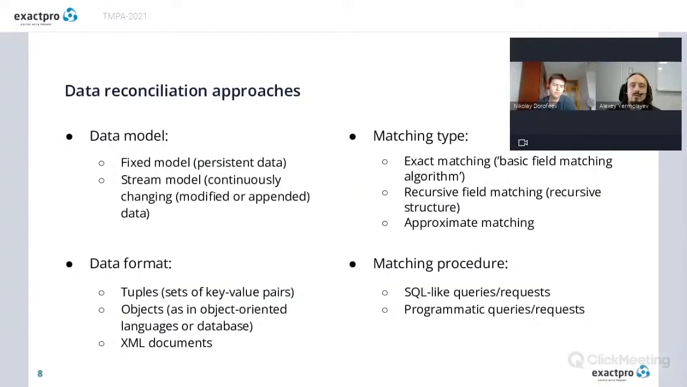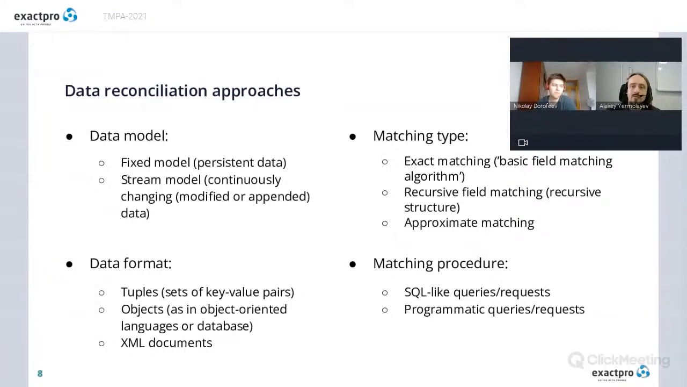So let's look closer at the approaches to data reconciliation. Our literature overview has shown that there are several parameters differentiating them. One of them is data model. It defines the type of the data we use. It can be either persistent or continuously changing. Another parameter is data format. It describes the form of representation of database items. It can be tuples, objects, or XML structures, anything from text, strings, or numeric values to graph representations.